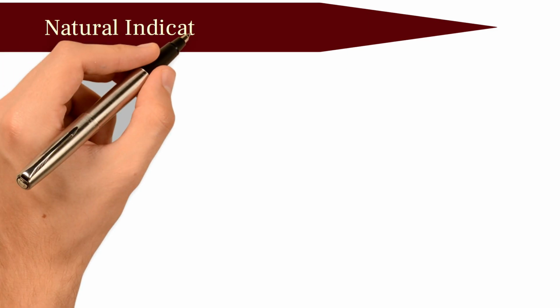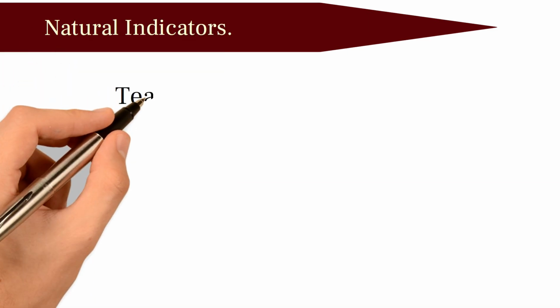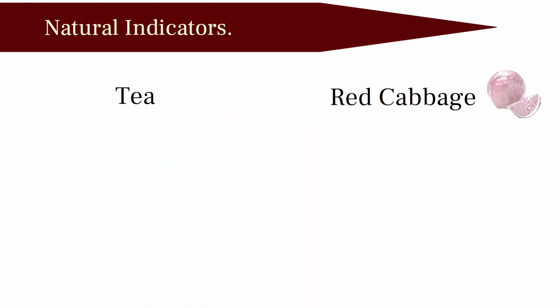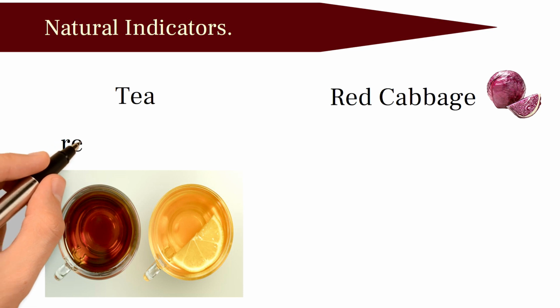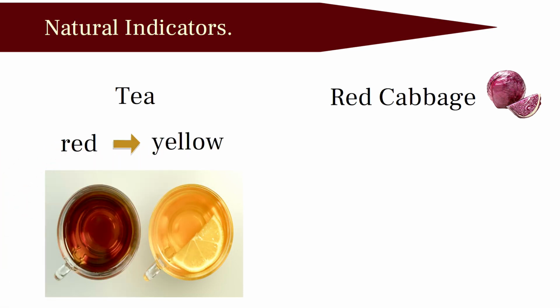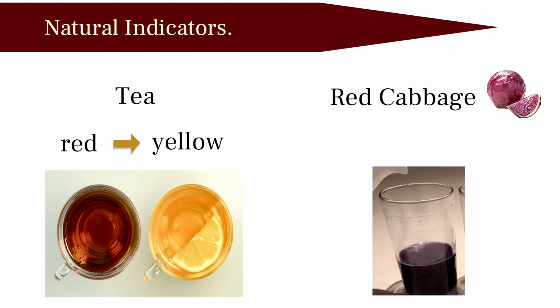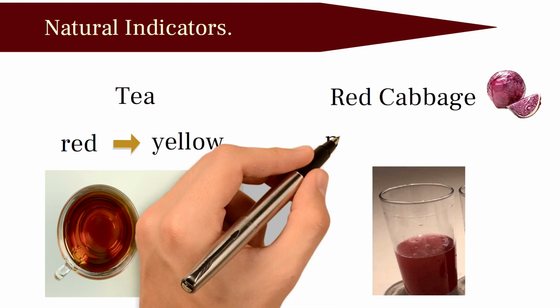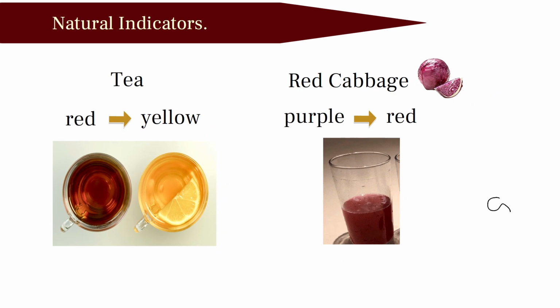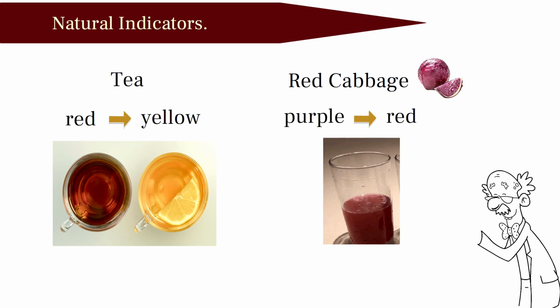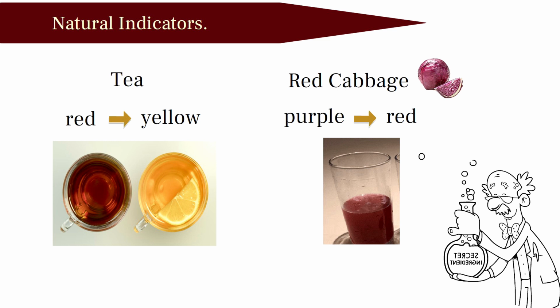Natural indicators, which are tea and red cabbage. So when you put the acidic substance in the tea, as we see, its color changes from red to yellow. While when using cabbage, as we see, we notice a change in its color from purple to red. You can try it at home to detect acidic solutions.